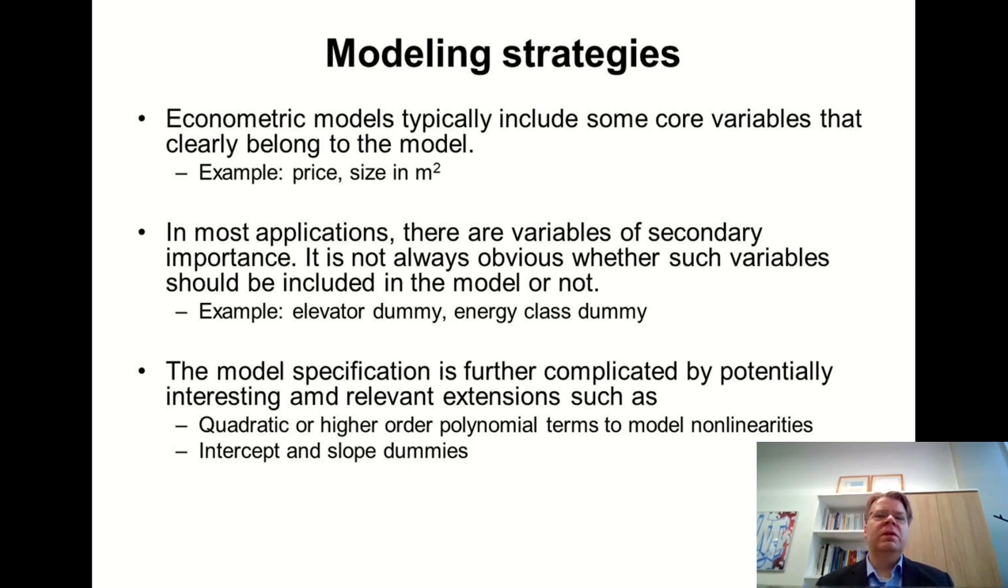For example, we started this hedonic modeling exercise just with the price of the apartment and size in square meters. And like in this case, also in many other applications, there is typically a lot of data available nowadays, and we might have some variables of secondary importance that we might include in the model, but we also might be more or less indifferent. So, for example, we had dummy variables like the elevator or energy class, and from the outset, it's not immediately clear whether, for example, the energy class would be relevant or not.